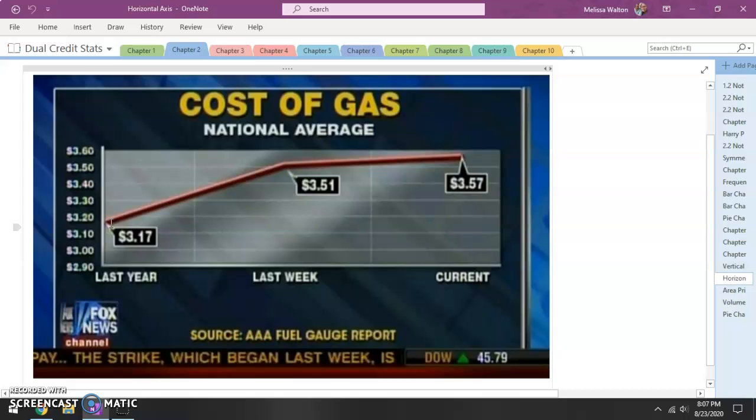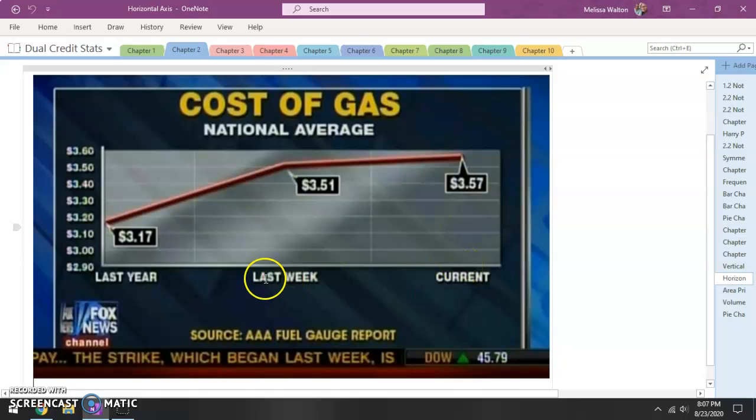or almost tripled. However, first off, let's look at our vertical axis. We started at $2.90. So this huge jump from 317 to 357, that's only 40 cents. Which is significant, but it's not as significant as this is making it. Now let's talk about our horizontal axis, our x-axis. We went from last year to last week to current. The jump from here to here is not the same as the jump from here to here.